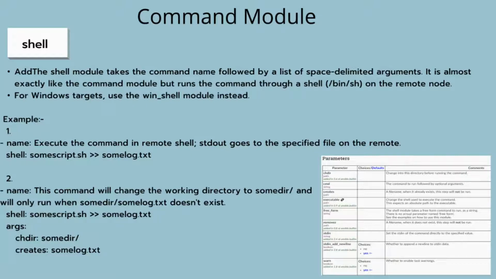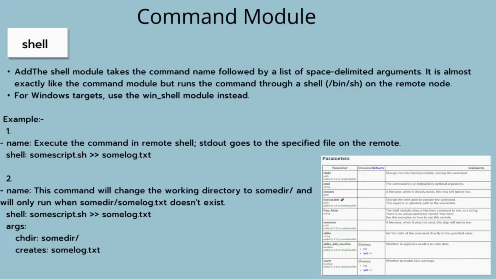Okay, moving to another example. This command will change the working directory to some directory only when the some directory does not exist. So in this case, I'm executing some script.sh and I'm checking if the some directory does not exist, then only you execute this shell, otherwise do not execute. And at the same time, I'm creating a file called somelog.txt where I'm basically creating a log file as well.